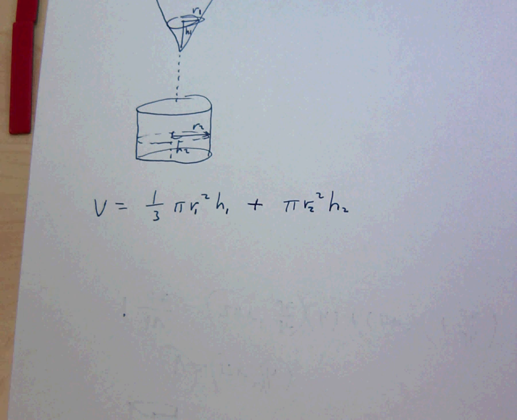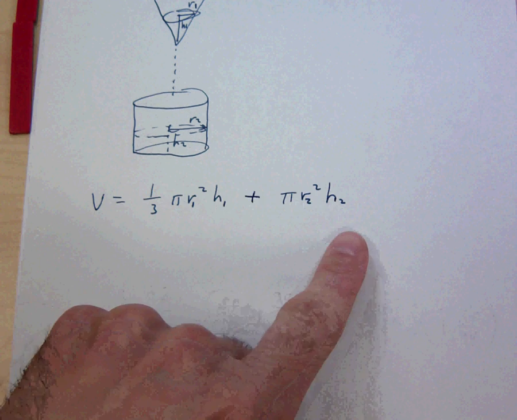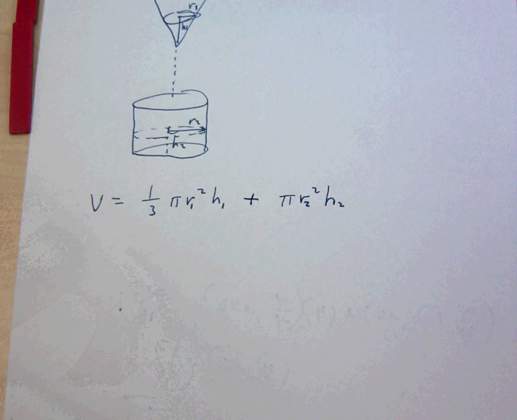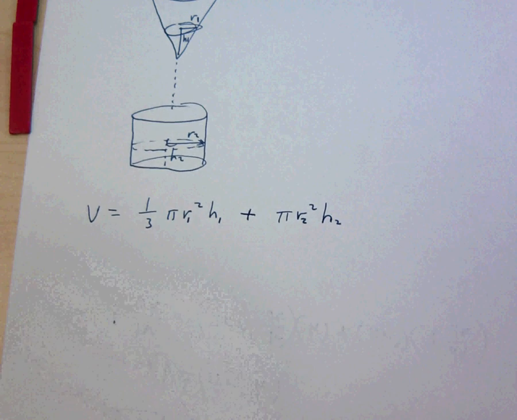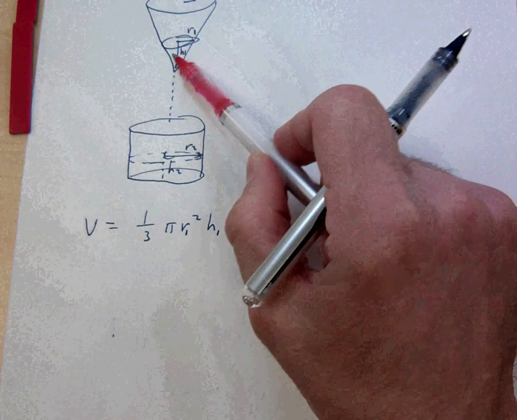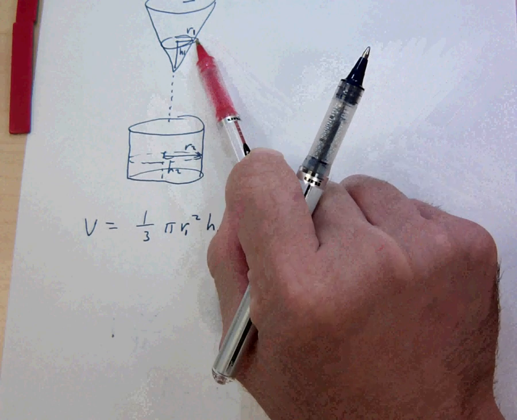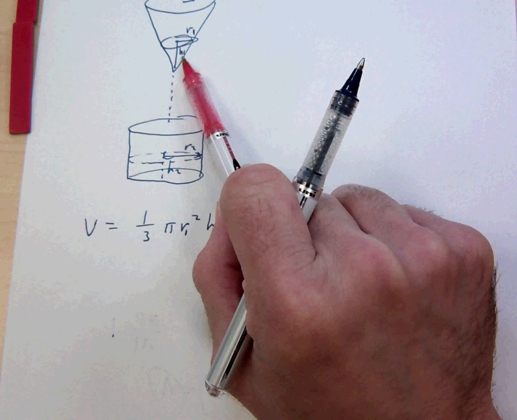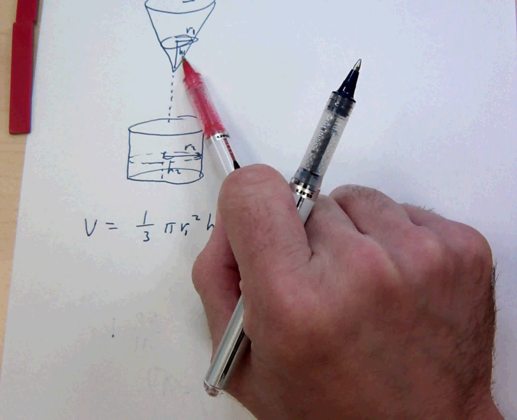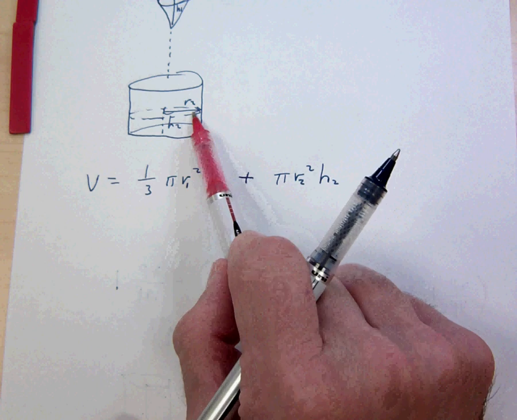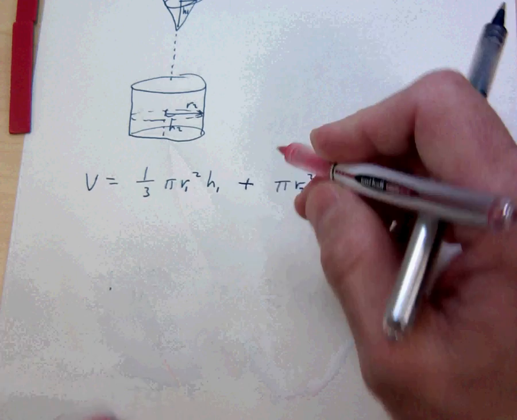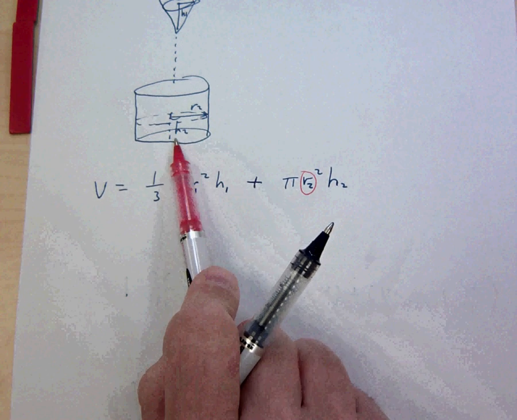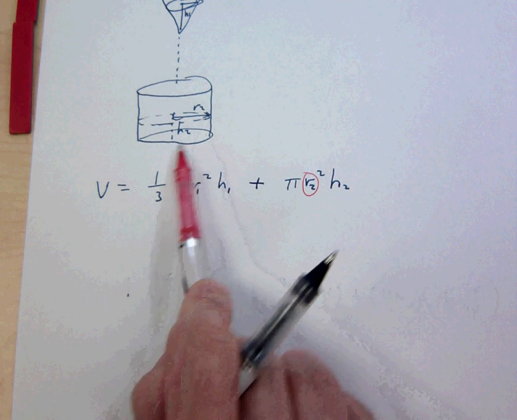Now be careful. Are all these variables in this problem? Let's talk about each thing and tell me if it's a variable or a constant. As this water drains out into here, is R1 going to be a constant or a variable? Variable. What about H1? Constant or variable? Variable. What about R2? Constant. So I'm going to circle that. That's going to be a constant. What about H2? Variable. Okay, now the tricky one. What about V?